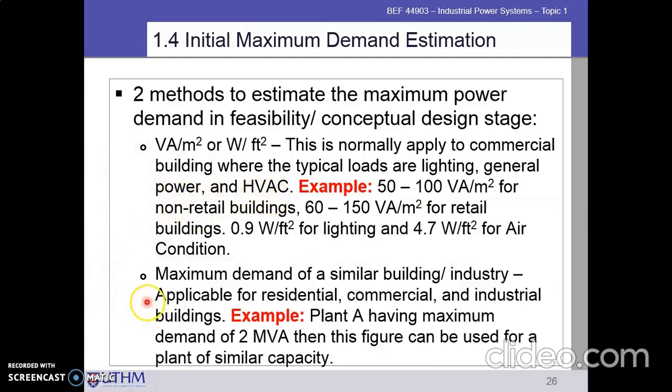Then the second one is maximum demand for a similar building or industry. It is applicable for residential, commercial, and industrial buildings. For example, if plant A has a maximum demand of 2 MVA, then this figure can be used for a plant of similar capacity. Usually the maximum demand of a similar building is most likely used for commercial buildings.